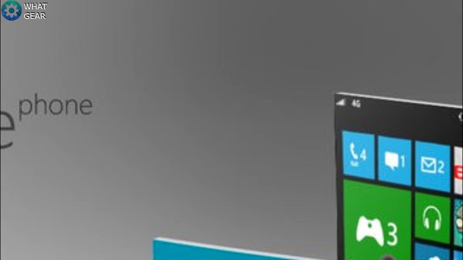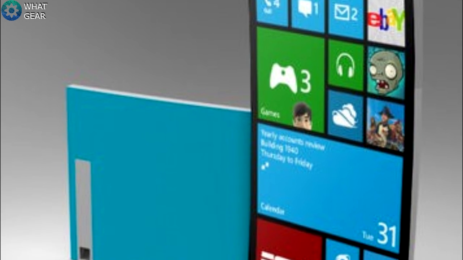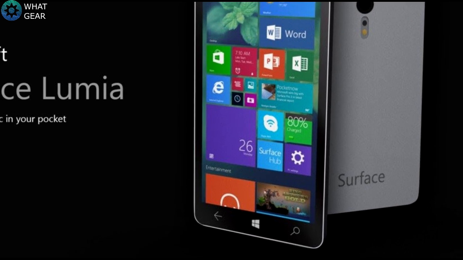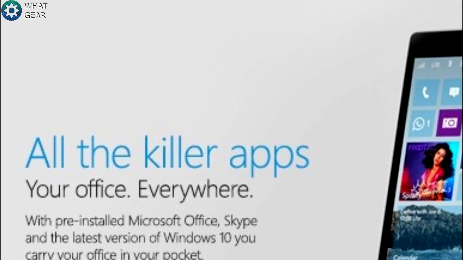So I'm quite excited about these expected specs. My only concern is, as a potential customer, have Windows even begun to scratch the surface of what their rivals Google and Apple have done in the way of apps?